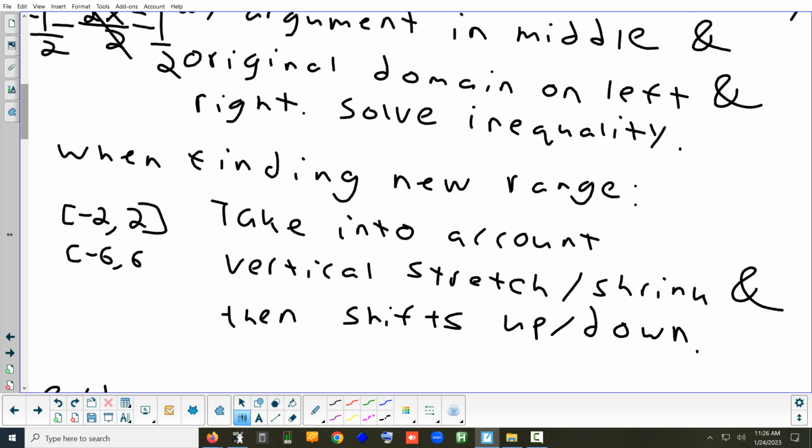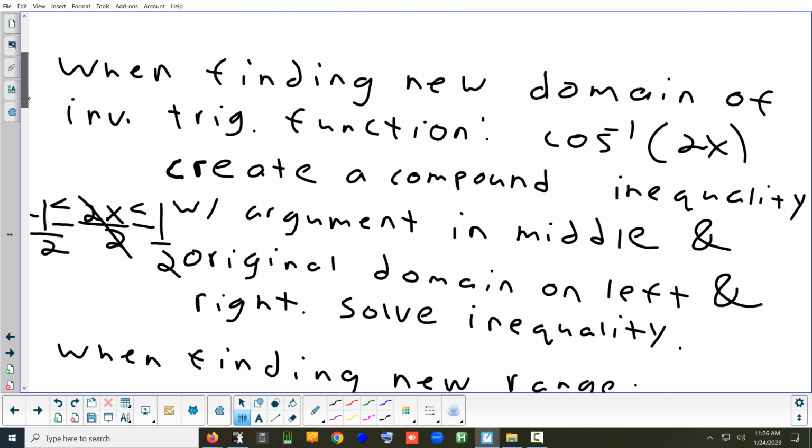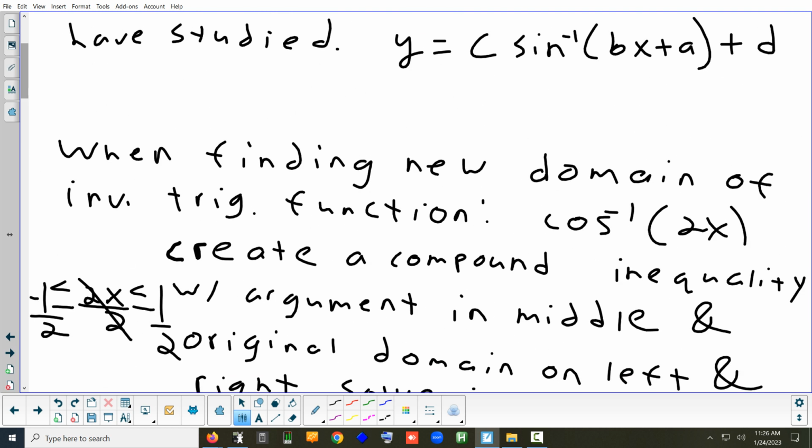So if you stretch that by a factor of 3, it would turn into -6 to 6. And then let's say you shifted that up 1. Well, each of these numbers would go up 1. So -6 would become -5, and 6 would become 7. So that's how I figure out the range. Figure out if I did any stretching first, and then any shifting last. Do you have to follow the order? C first, then D. Alphabetical order.